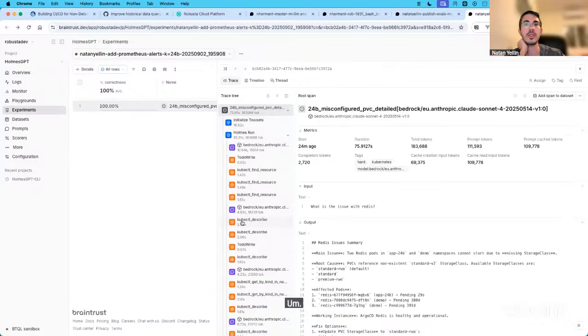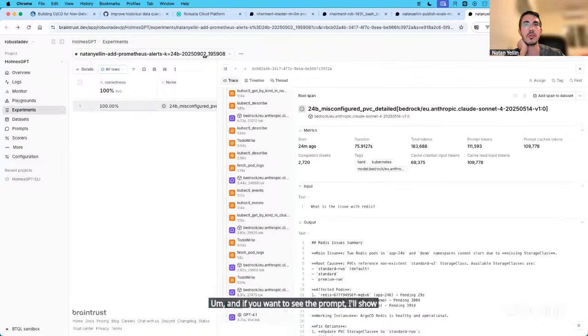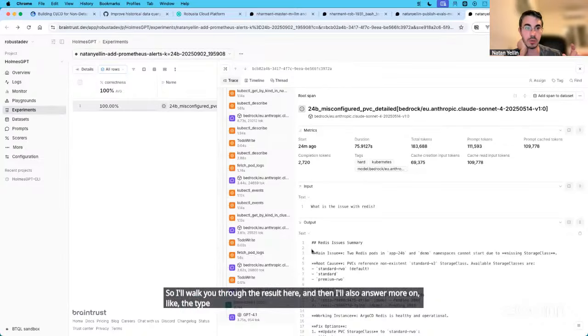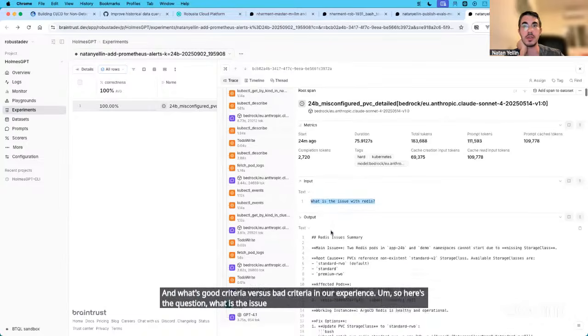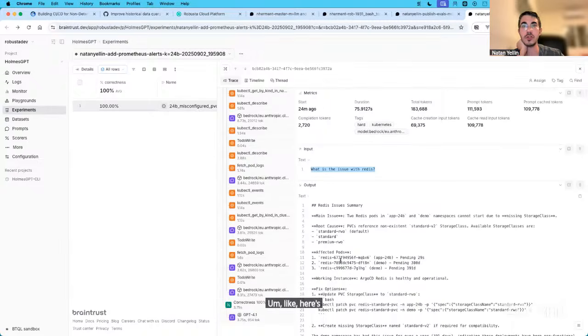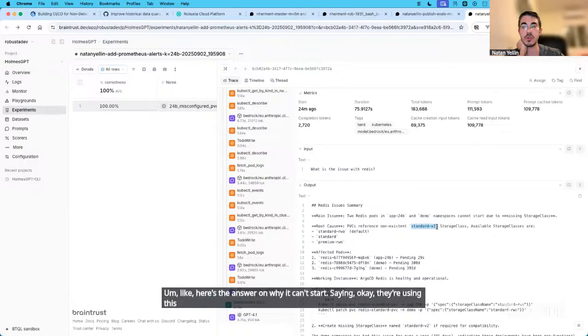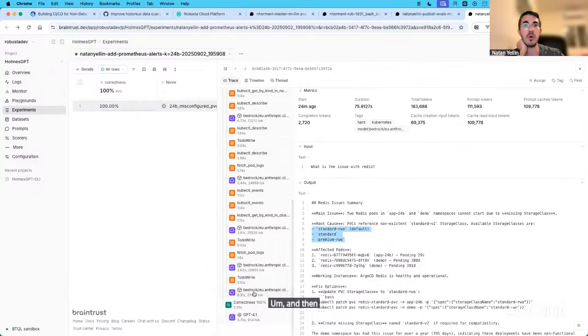If you want to see the prompt, I'll show you. I'll walk you through the result here, and then I'll also answer more on the type of criteria we use and what's good criteria versus bad criteria in our experience. So here's the question: what is the issue with Redis? Here's the answer on why it can't start. It's saying they're using this non-existent storage class, and the available storage classes are such and such, along with the affected pods and so on. And then I'm going to go over here to the correctness. So this is the judge.